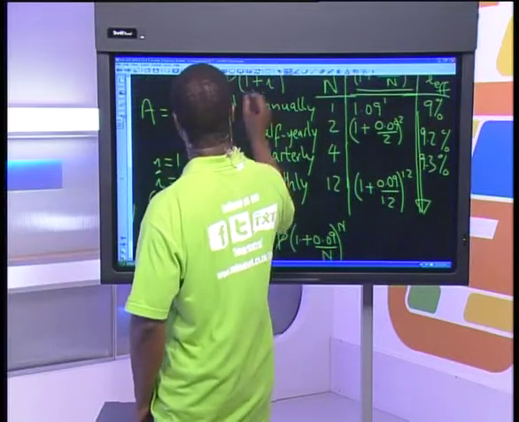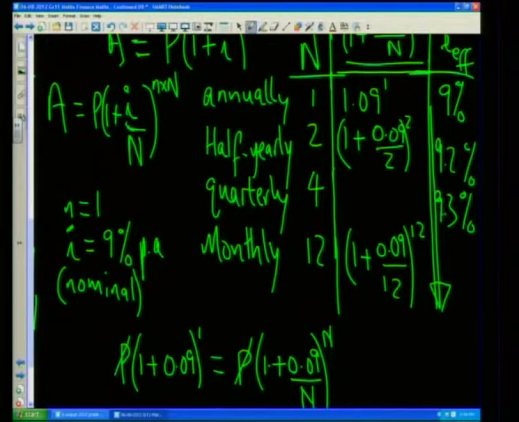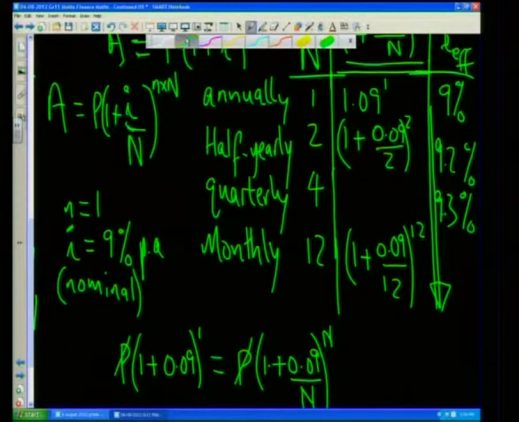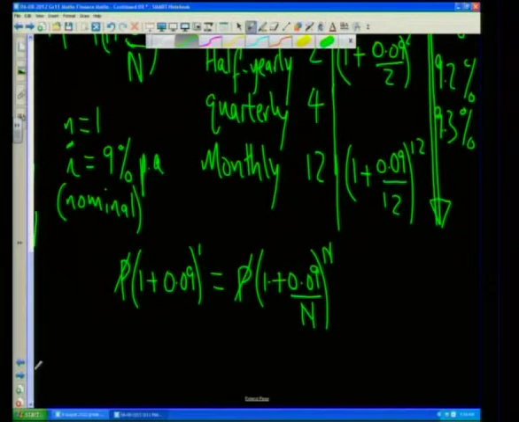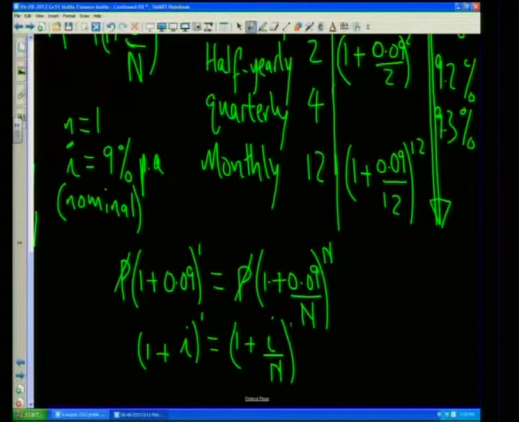Now, if I combine these two, let's say you're given the nominal interest rate. If I compare the two amounts, without compounding and with compounding, you'll notice that I end up with 1 plus interest, if I just take 1 year, to the exponent 1, equal to, on this side, 1 plus interest over n, all to the exponent n.